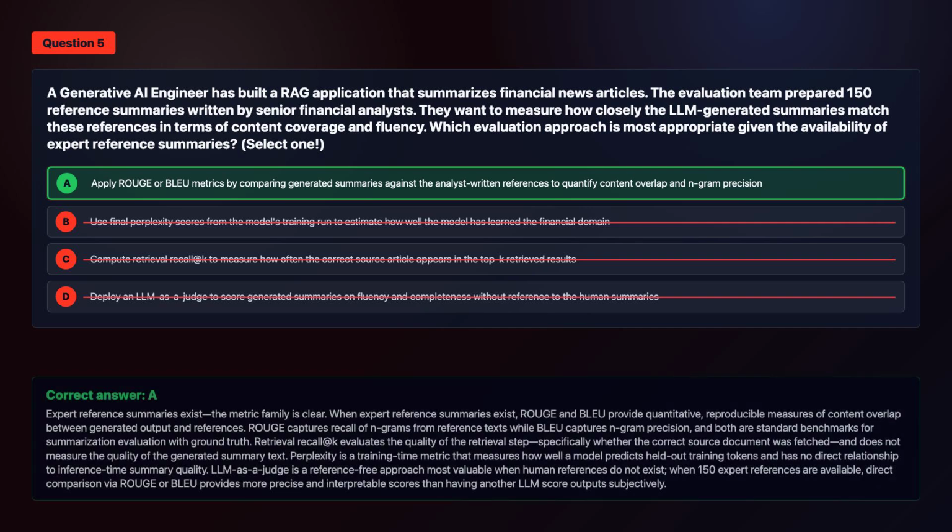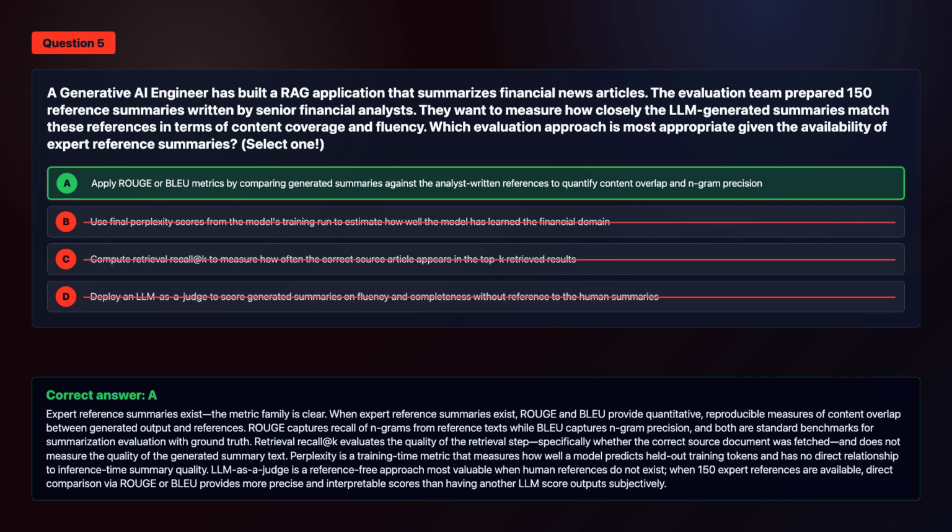The correct answer is option A. Expert reference summaries exist, the metric family is clear. When expert reference summaries exist, ROUGE and BLEU provide quantitative, reproducible measures of content overlap between generated output and references. ROUGE captures recall of n-grams from reference texts while BLEU captures n-gram precision, and both are standard benchmarks for summarization evaluation with ground truth.